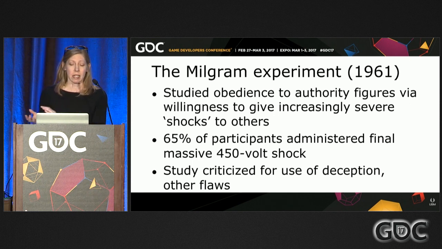But in social science in 1961, Stanley Milgram did a famous experiment where he was interested in how obedient people would be to figures of authority. And so he recruited folks and said, you pick a piece of paper and you can be either the tester or the testee. And conveniently, everybody was the tester. They didn't know it. The testee was just somebody who was in on the study.